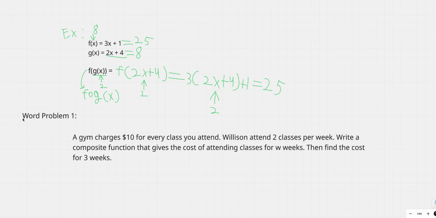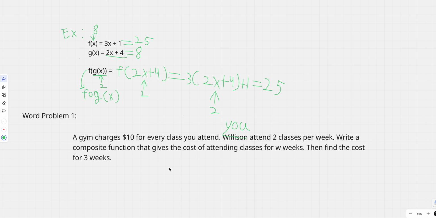So let's do a word problem. HM charges $8 for every class you attend. You attend 2 classes per week. Write a composite function that gives you the cost of attending classes for W weeks. Then find the cost for 3 weeks.